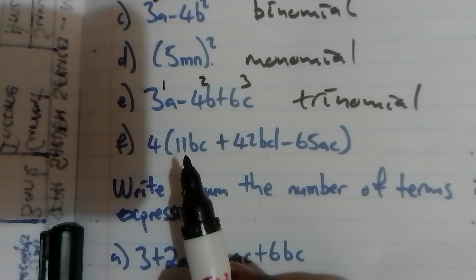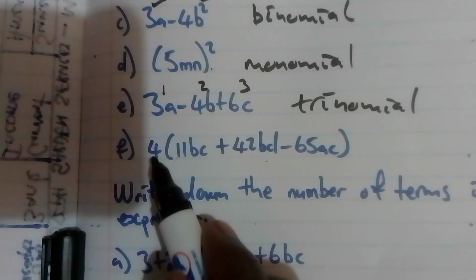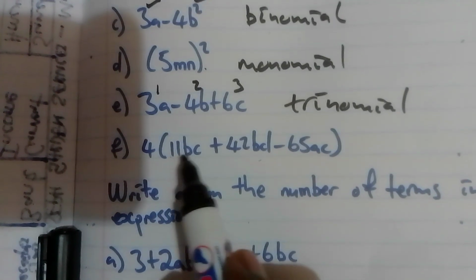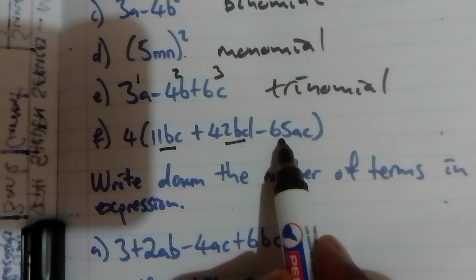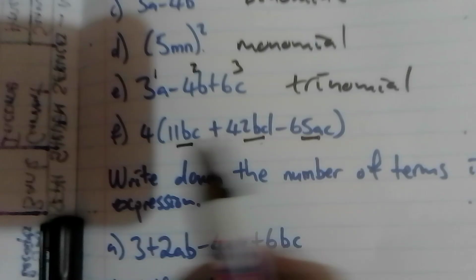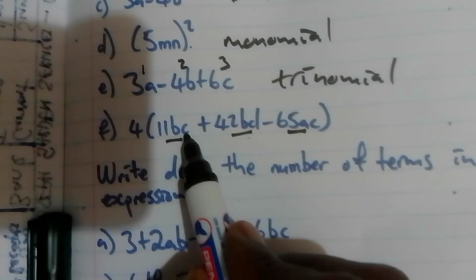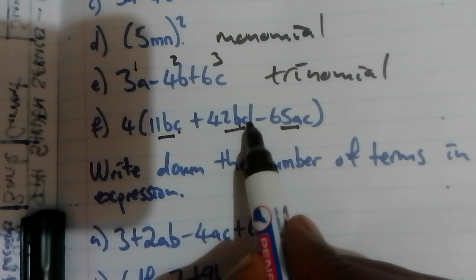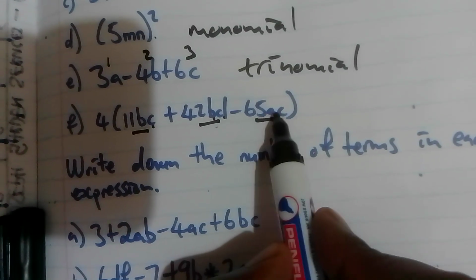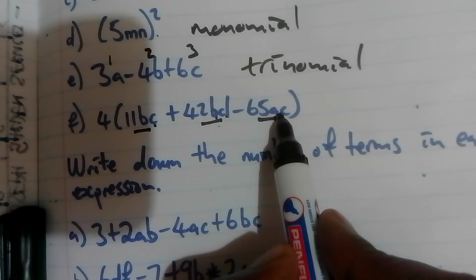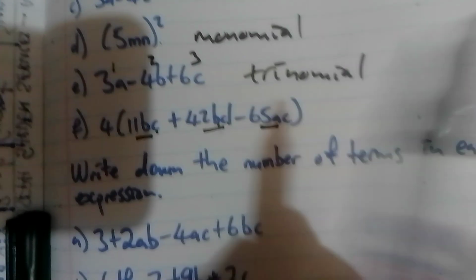Now here, this is tricky. What you need to do, we have got 4, and we are being told that 4 must multiply with 11bc, 42bd, and negative 65ac. I look at these variables. I've got bc. Do I have anywhere where there is bc? No, I do not have. Here I've got bd. Do I have anywhere else where there is bd? The answer is no.